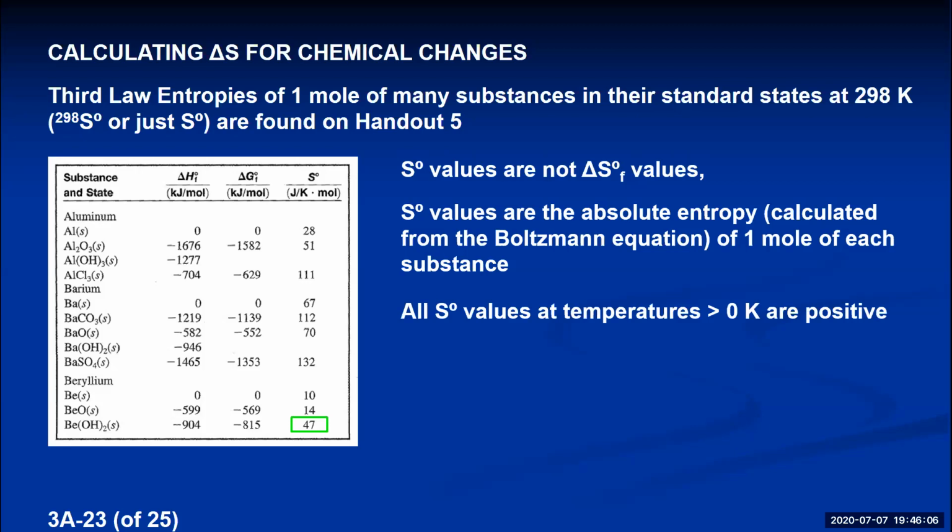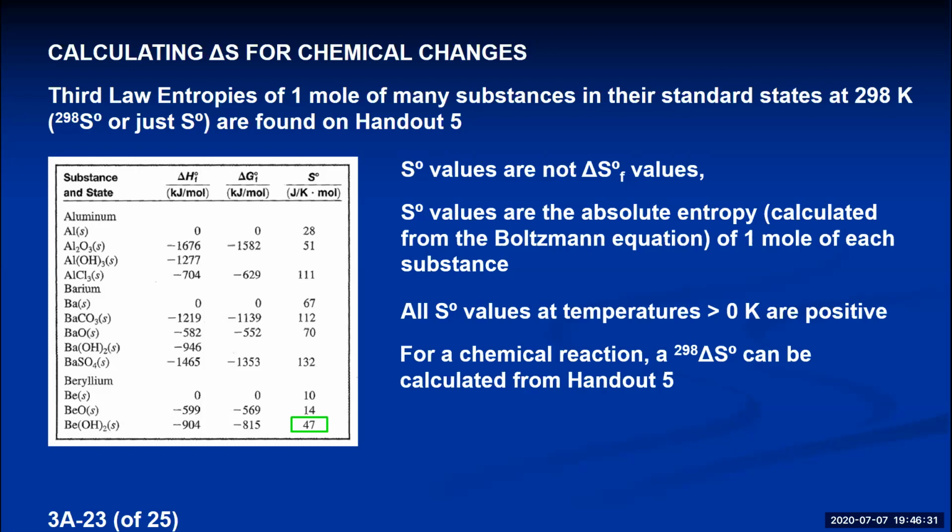And as I said before, if you look at this part of the table here, all the S naught values are positive, and that's because all entropy values at temperatures greater than 0 Kelvin have to be positive numbers. Now, if we have a chemical reaction occur and we want to calculate what the change in entropy is, we're going to be able to use these entropy values just like we used the standard enthalpy of formations earlier today.